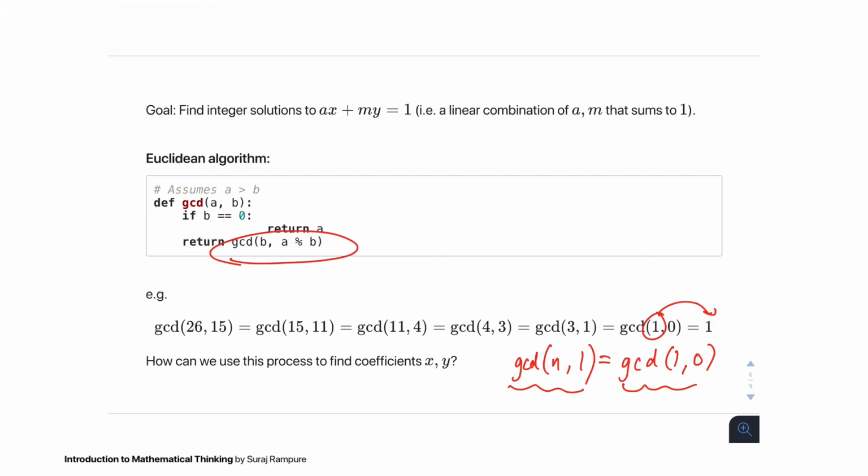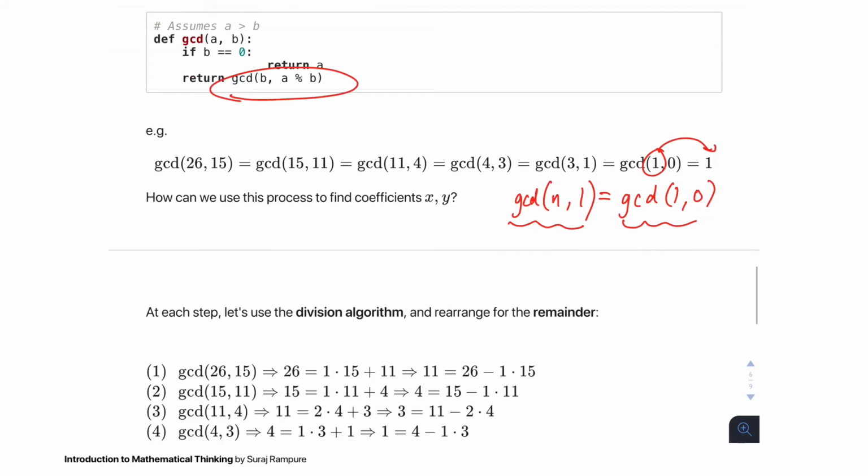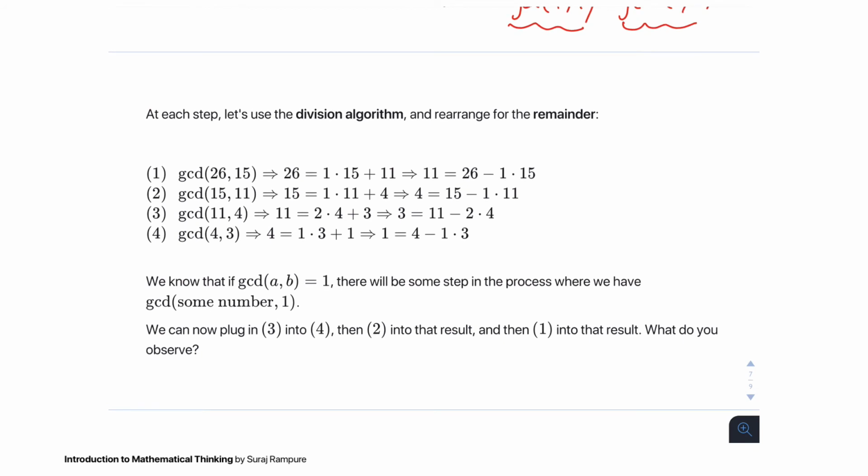Okay, so how can we use all of this to find the inverse? Sure, this is all nice, but how does this help us? What we will do is, for each of these function calls, use the division algorithm, which tells us that when we divide some integer n by a divisor d, we can always write n as divisor times quotient plus remainder. Does this sound familiar from last week? Right, this is the division algorithm.